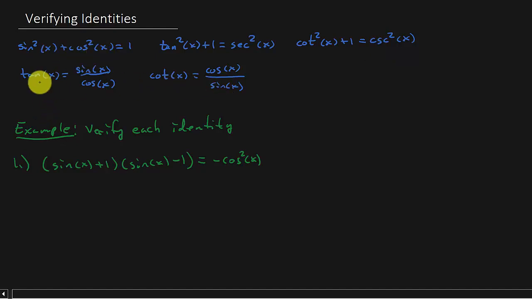And then we've got these identities here. Tangent is sine over cosine and cotangent is cosine over sine.